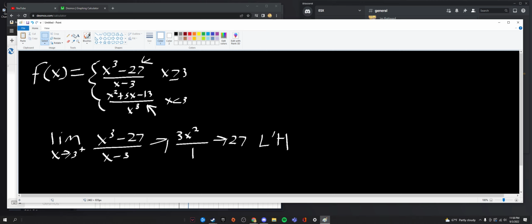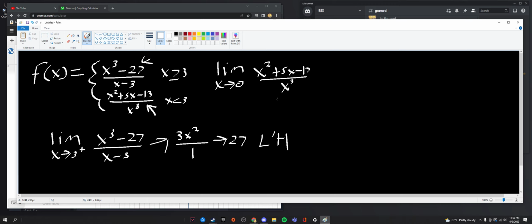I'm not going to erase because I painted the whole thing black, so I don't want to get rid of that. Anyway, for the next one, let's take the limit as x approaches 0, and since it's approaching 0, we would have to use this part of the piecewise function where it's less than 3. So x squared plus 5x minus 13 over x cubed. Now, like I said, we're only looking at what happens when we get close to that value. And because I didn't give a sign for this one, it's not 0 plus or 0 minus.